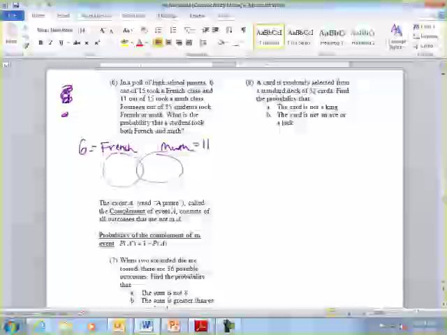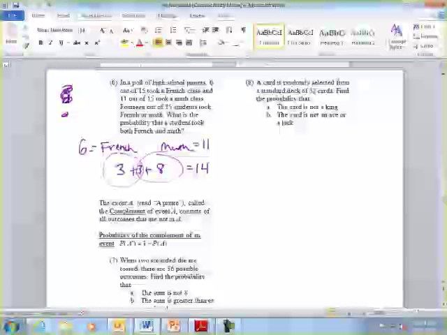14 out of 15 took French or math, and "or" comes from adding up all the individual values. But if I add up the 6 and the 11, I get more than 14. By how much? 3. So that means 3 kids must have been enrolled in French and math. There were 3 that were just in French and 8 that were just in math.